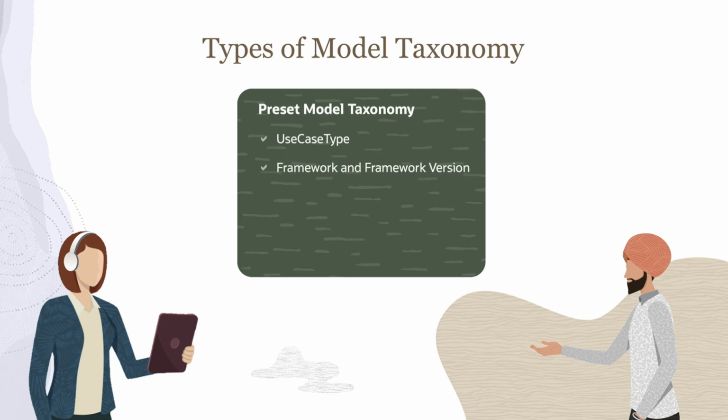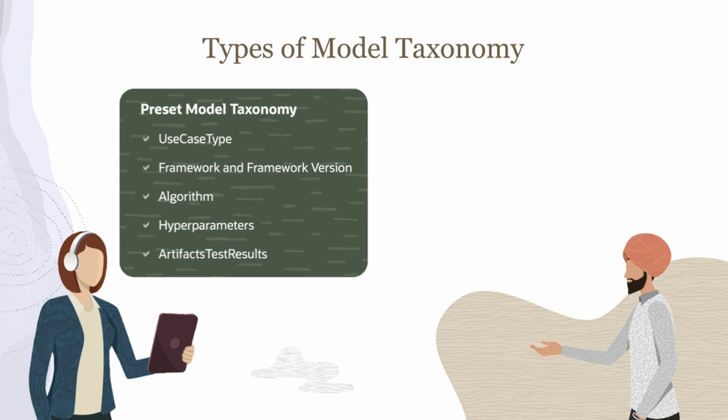Framework is the machine learning framework associated with the model using one of the listed values, like scikit-learn or TensorFlow. You can add the framework version as a free text value, for example, PyTorch 1.9. Algorithm is the algorithm or model instance class. This is a free text value, for example, cart algorithm. Hyperparameters are the hyperparameters of the model object in a JSON format. Artifact test results are the JSON output of the artifact test run on the client side.